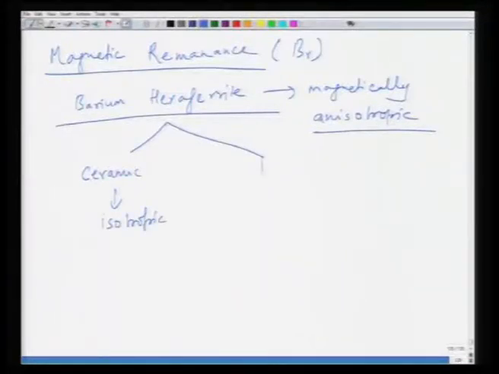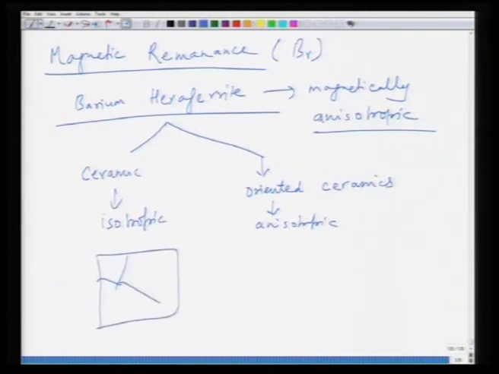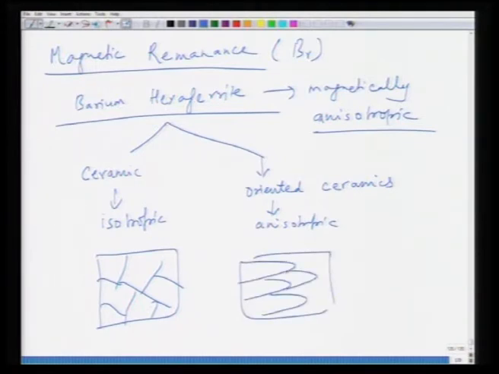But if you make it in such a way that you get oriented grains, which leads to the formation of oriented ceramics, this gives rise to a more anisotropic nature. So you can have one scenario like this, where you have the orientation of grains random, and in the second case you can have a grain structure like this, and this can be achieved by proper processing.